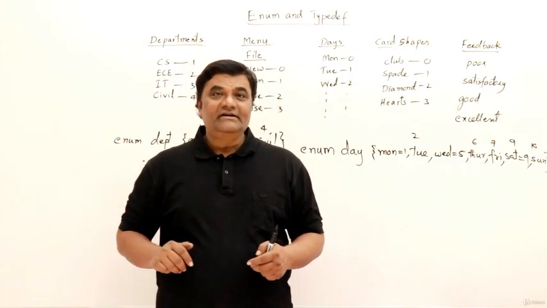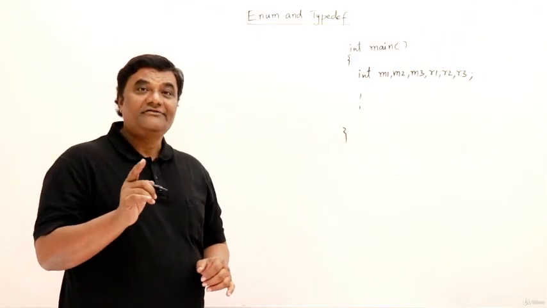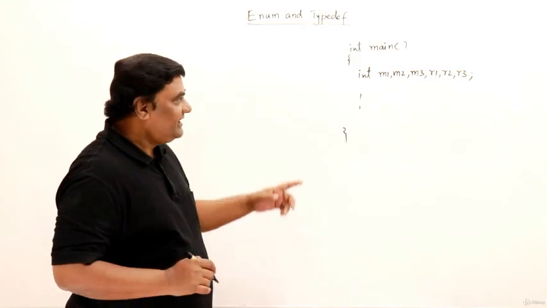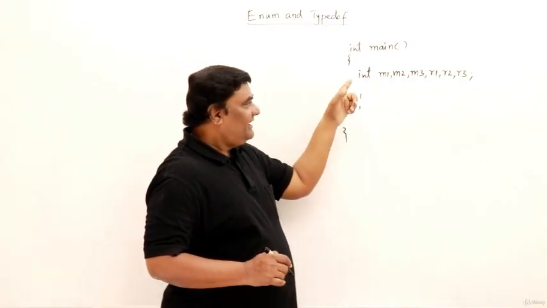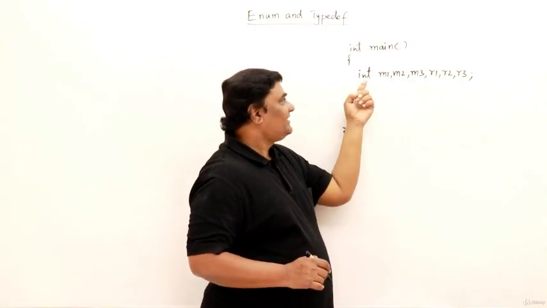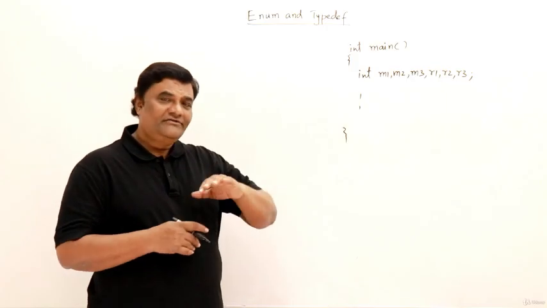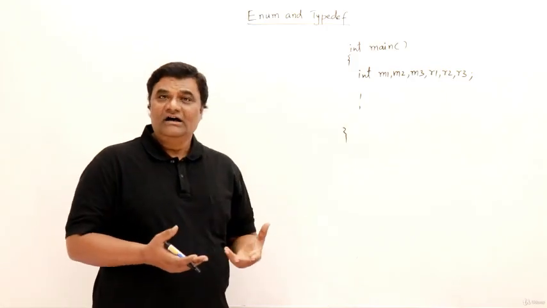Then next we will see typedef. Now let us look at typedef, that is type definition. What is this? For explanation, I have taken one example here. If you see this example, I have some variables. All these are of type integer. Now the variable names, if you see: M1, M2, M3, R1, R2, R3.